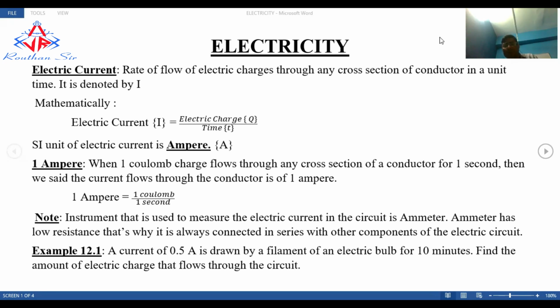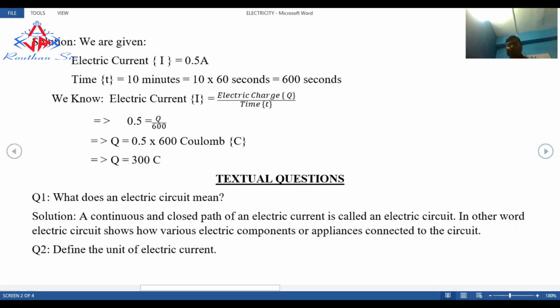Now, there is a small question that is based on electric current. In your book, there is one example. A current of 0.5 ampere is drawn by a filament of an electric bulb for 10 minutes, and you have to find the amount of electric charge that flows through the circuit. In such a question, what is given? First of all, here given is electric current, that is 0.5 ampere, and the time given is 10 minutes.